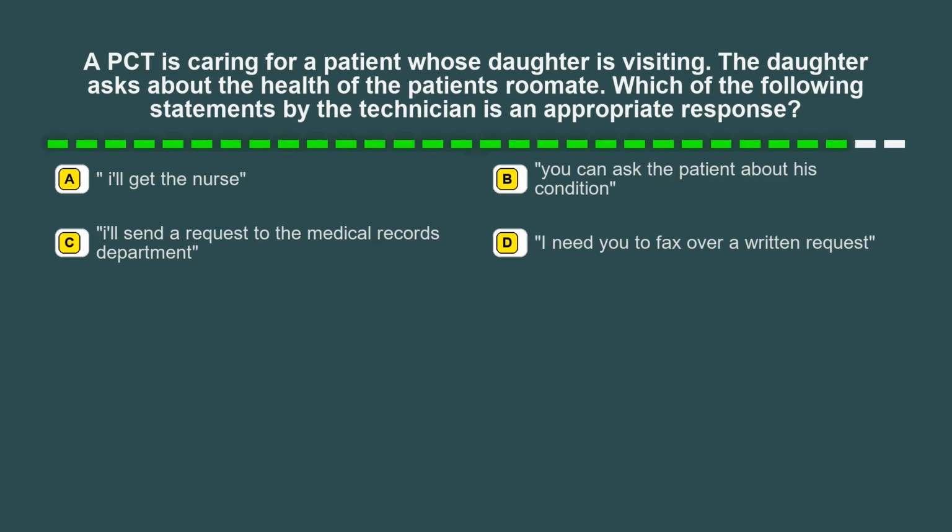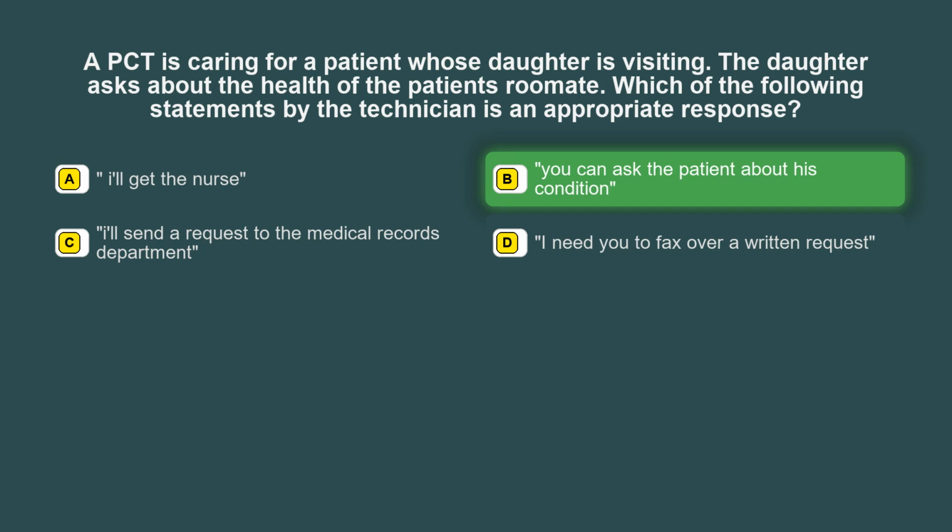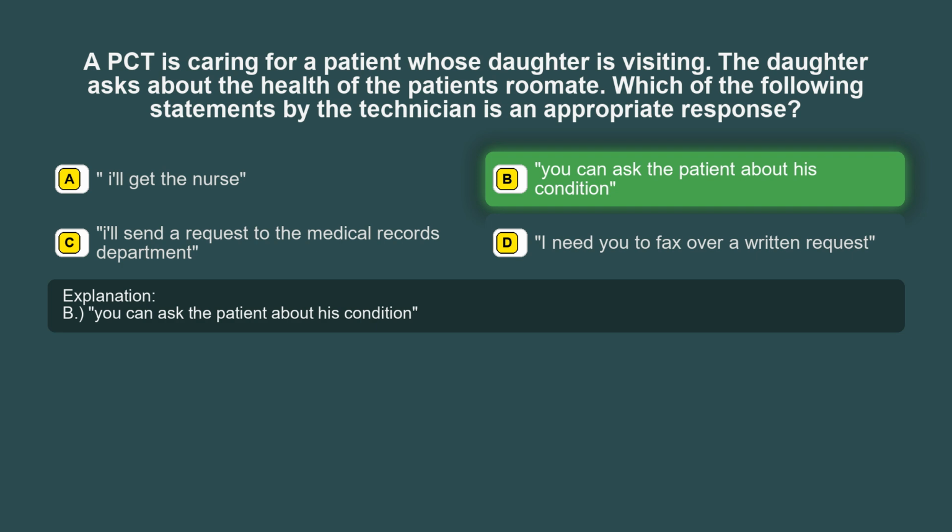Question 76. A PCT is caring for a patient whose daughter is visiting. The daughter asks about the health of the patient's roommate. Which of the following statements by the technician is an appropriate response? Option A, I'll get the nurse. Option B, you can ask the patient about his condition. Option C, I'll send a request to the medical records department. Option D, I need you to fax over a written request. The correct answer is option B, you can ask the patient about his condition.